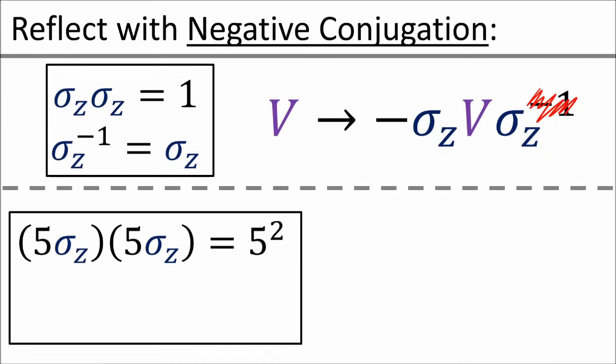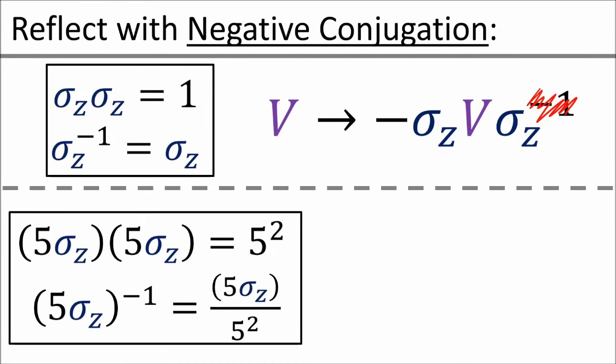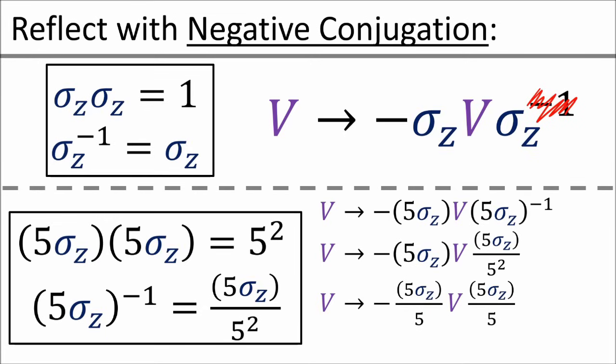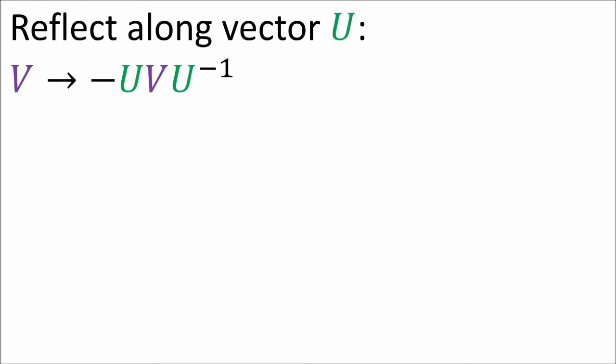For example, if we reflect along 5 sigma z, its squared length is 5 squared, so the inverse is 5 sigma z over 5 squared. In the negative conjugation, each factor of 1 over 5 serves to normalize the vectors in the reflection formula if they are not already normalized. So we get the same reflection formula as if we had just reflected along a unit length sigma z vector. We can prove this reflection formula works for any invertible vector u.